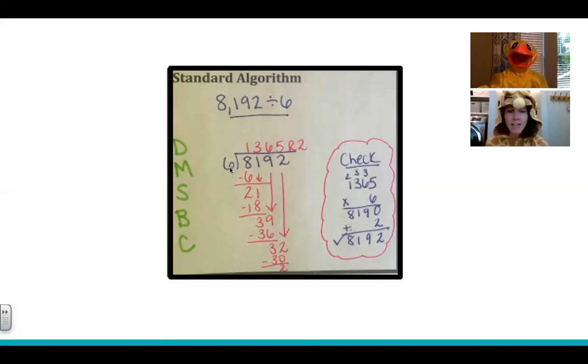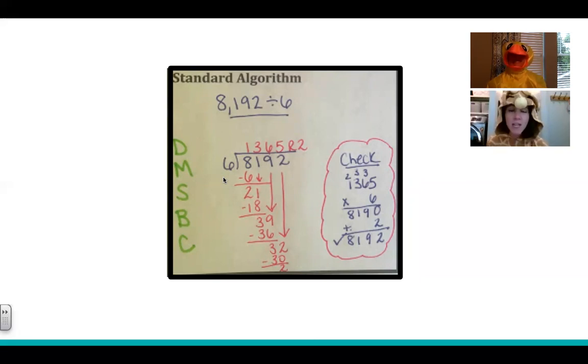So we have 8,192 divided by 6. You set up the house as we've done. 6 is the divisor outside the door. Inside the house is the dividend sitting in the den, 8,192. And then we know that the answer that we'll get at the end is the quotient. So that's a review of the vocabulary very fast.